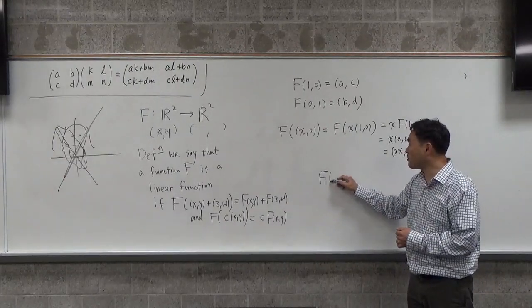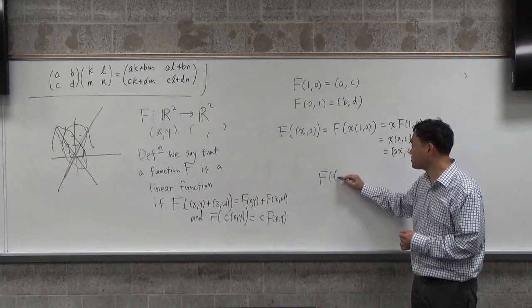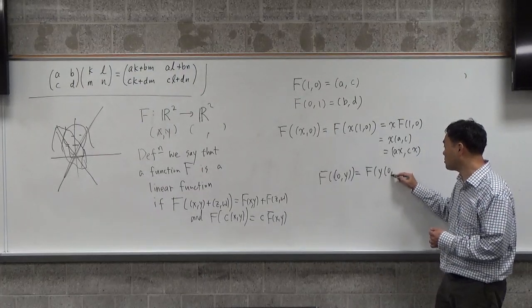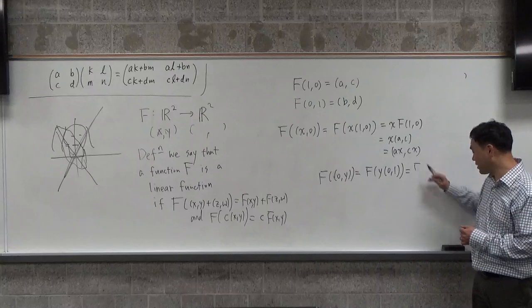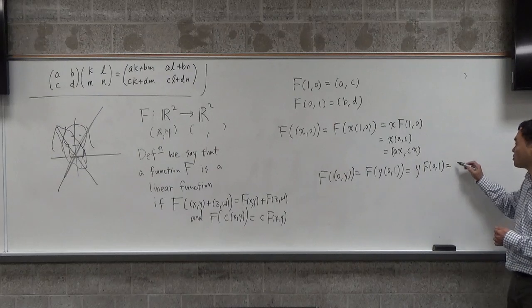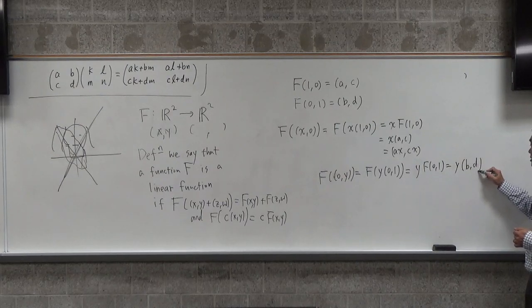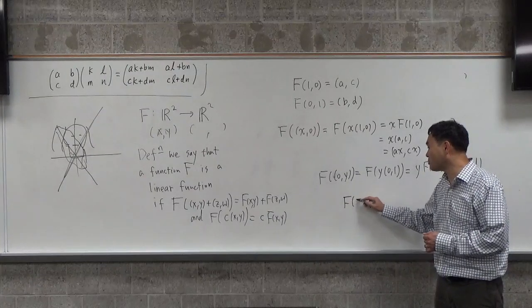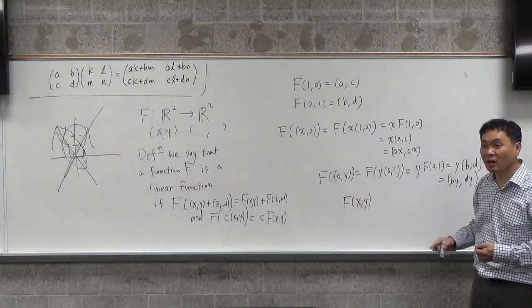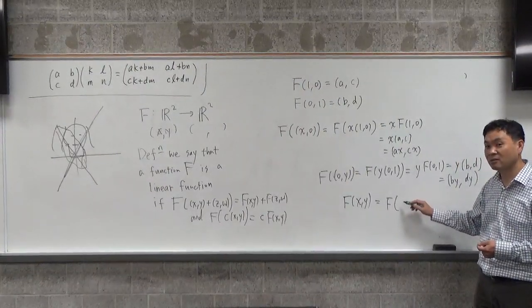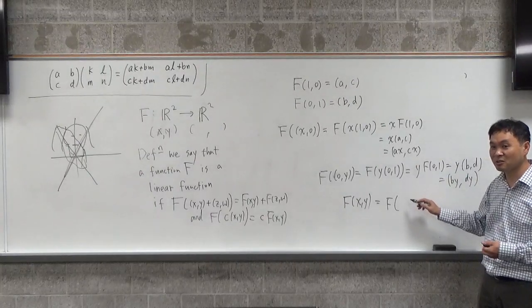Then we're also going to do f of (0, y). I know how to do this as well, because now this is f of y times (0, 1), which is y times f of (0, 1). What's that? That's y times (b, d). So it's going to be (by, dy). Okay? Now we're almost there. Now we just have to figure out what f of (x, y) is. That will be the full formula, right? How would we do this? We think of f of (x, y) as? Any ideas? We're almost there.